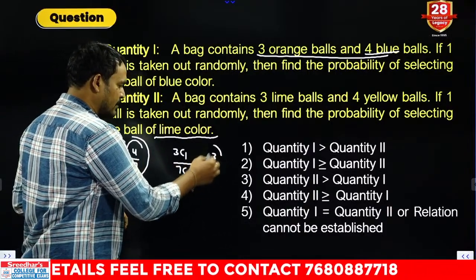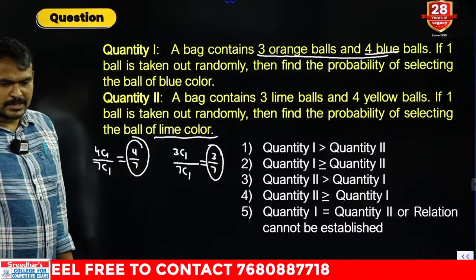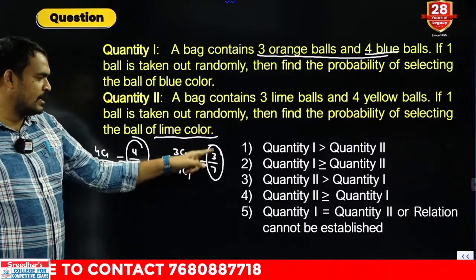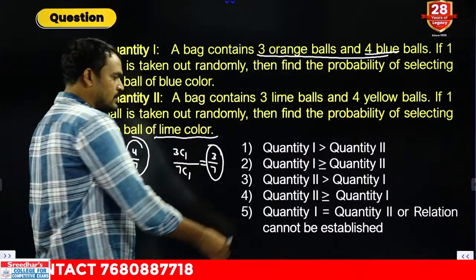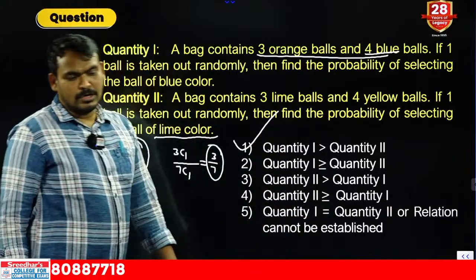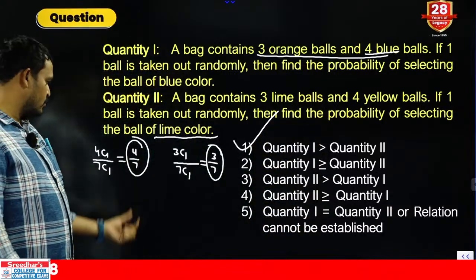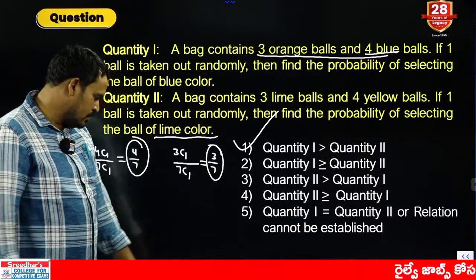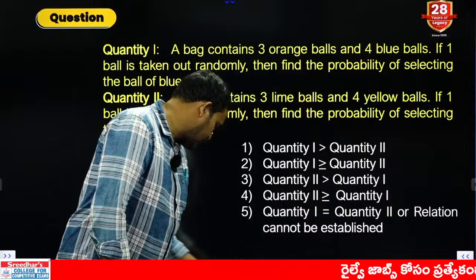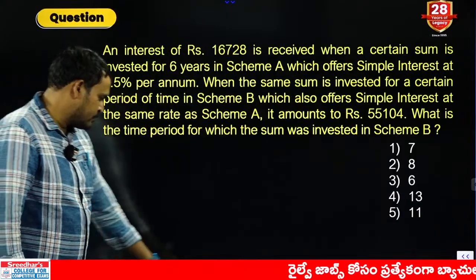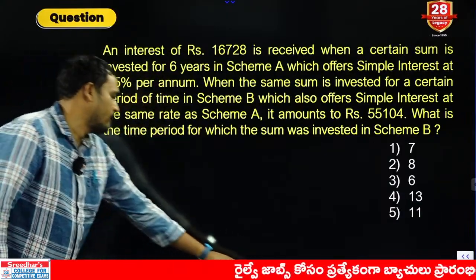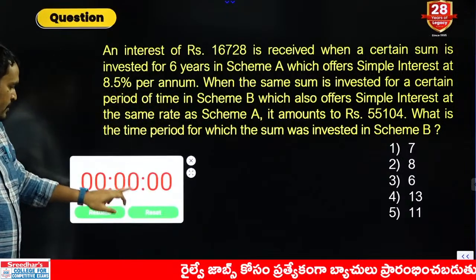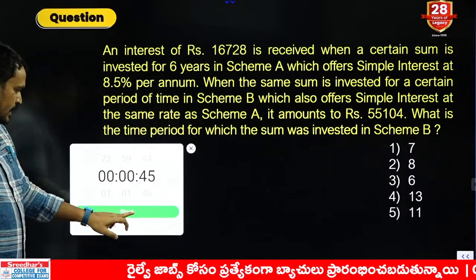What is the second quantity? 3 by 7. What is the first quantity? 4 by 7. Then 4 by 7 is greater than 3 by 7. Then answer first option. Quantity 1 is greater than quantity 2. Quantity 1 4 by 7, quantity 2 3 by 7. Next, moving on, next question. 45 seconds. Time start.